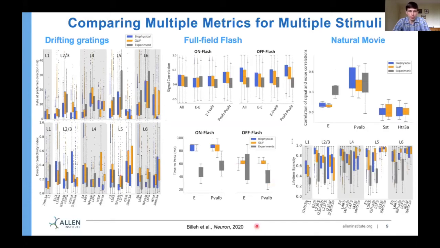I mean, again, this is all described in the paper, but just very briefly, we can look at full-field flashes, for example, or a totally different class of stimuli, which is natural movies, right? And we can look at other types of metrics, such as signal correlations, for example, or time to peak in response to the flash, or correlation of signal and noise correlation, or lifetime sparsity. And you see that for some of them, and for certain cell populations, we do better, and for others, maybe we do worse. Here we can see that, for example, the model is quite a bit slower than the experiment in response to flashes. And so this is good.